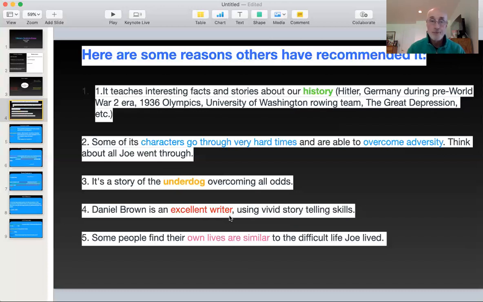A fifth reason is that some people have enjoyed this book because their own lives are similar to the difficult life that Joe lived, and so they have recommended it because they could relate to it. Okay, so those are five common reasons why people recommend this book. There are many others. You do not have to pick any of these five. However, you are absolutely welcome to pick any three of these five. Okay, you may use any of these five.